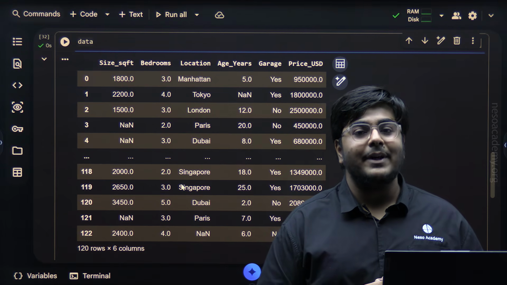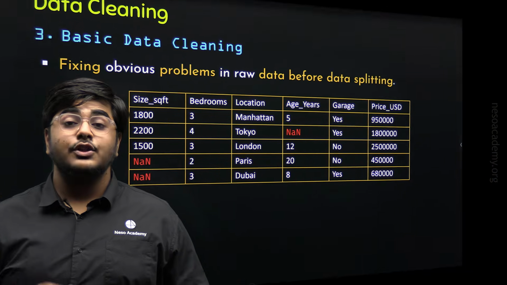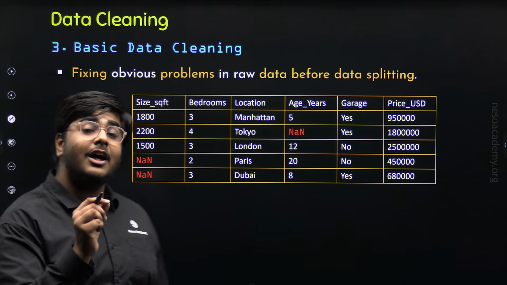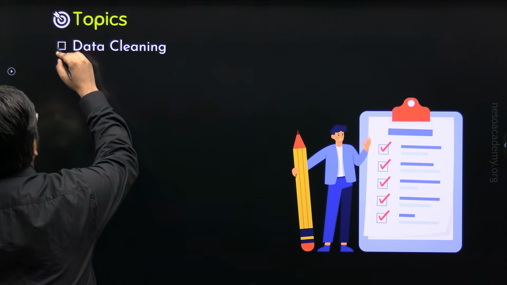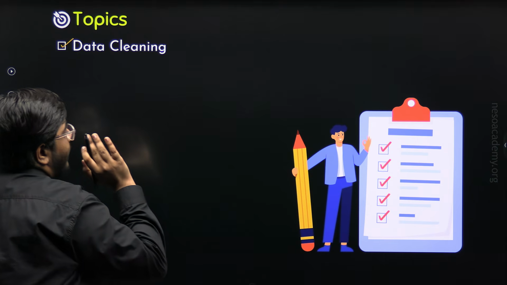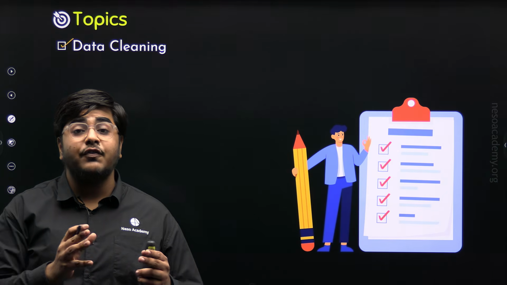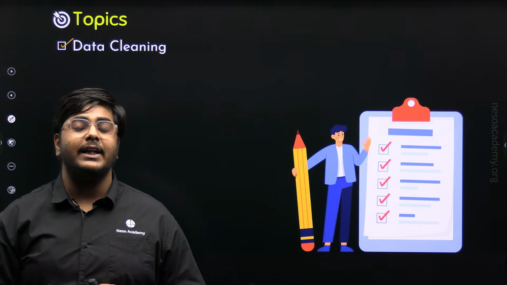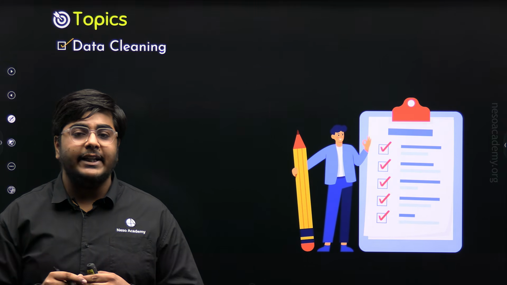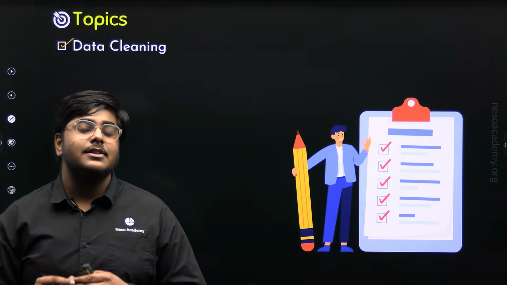Now let's get back to our presentation. So in this way, we are done with the third step of the machine learning pipeline, that is data cleaning. Now, in the next lecture, we will understand and implement the fourth step of the machine learning pipeline, that is data splitting or train test split.